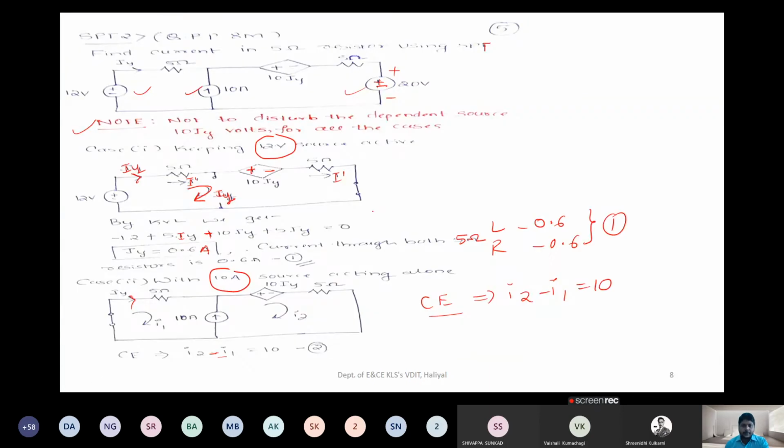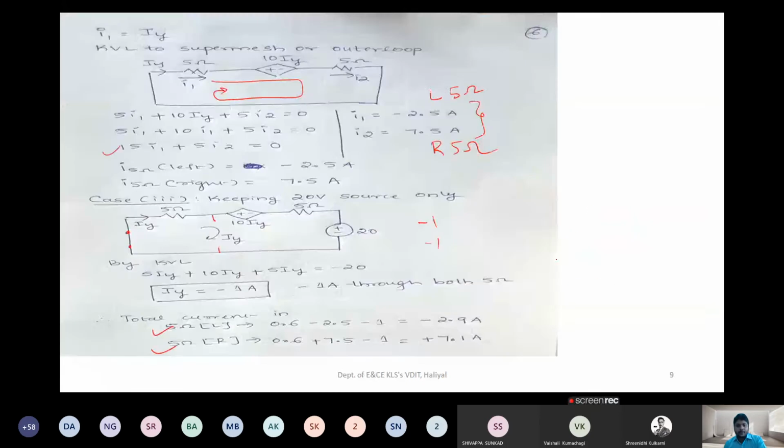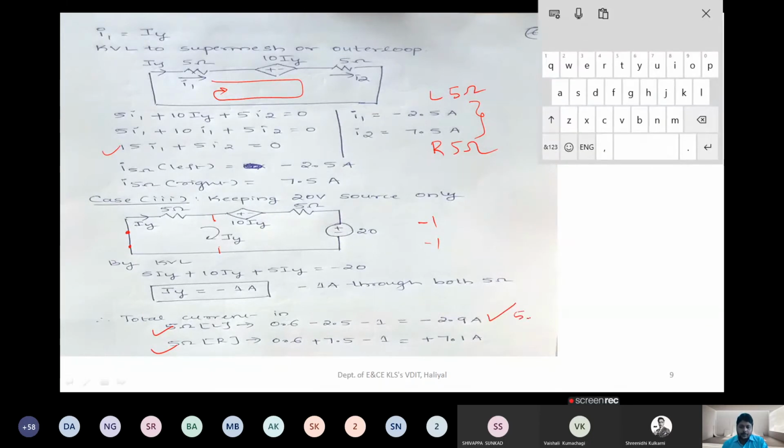First one we got as 0.6 for both. Second is minus 2.5, 7.5. Third is minus 1, minus 1. So if you use these values, we get this current in the left side 5 ohm resistor, and this current in the right side 5 ohm resistor. So you can conclude this. No need to verify again, they have given it, just use the superposition theorem here.